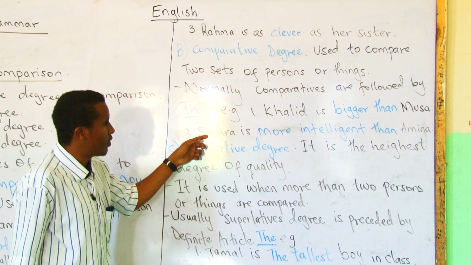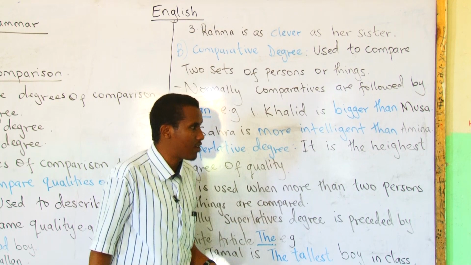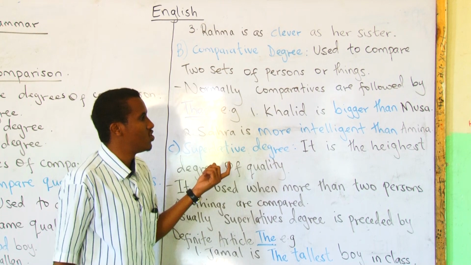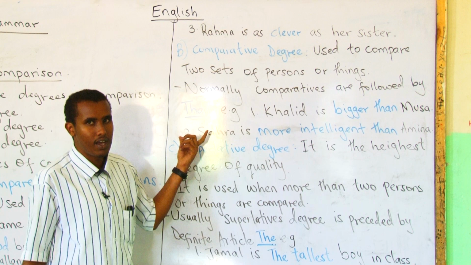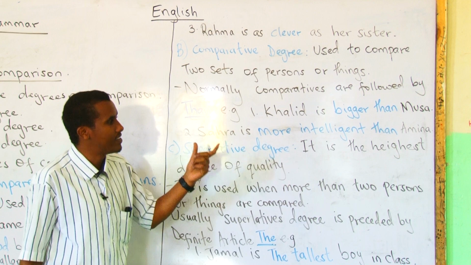In the second example, Zahra is more intelligent than Amina. There are two people, Zahra and Amina. So we are going to use the comparative degree. You cannot use the positive degree because there are two people over here. Zahra is more intelligent than Amina.